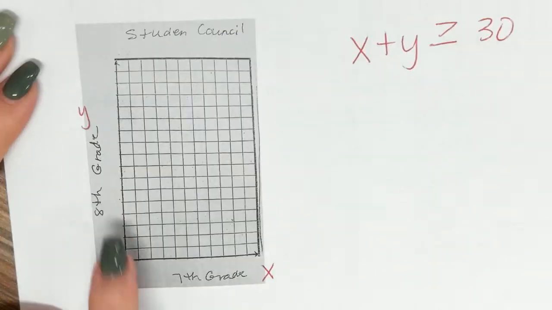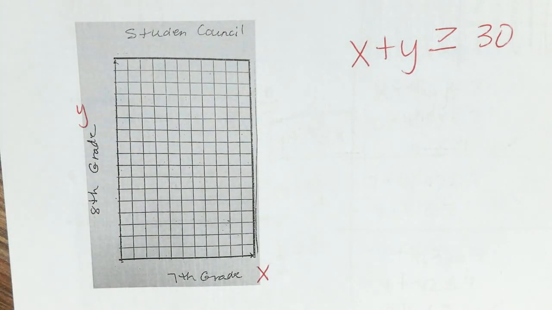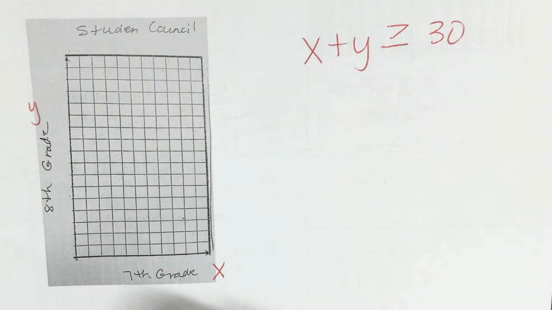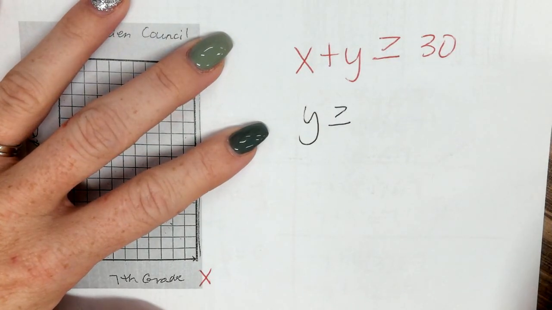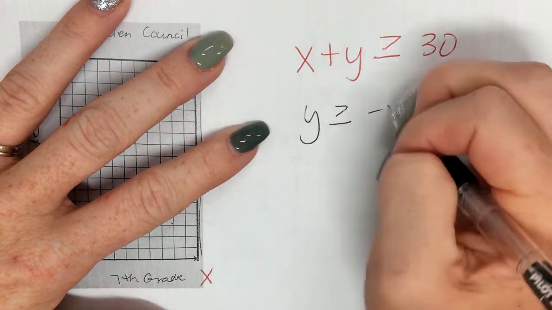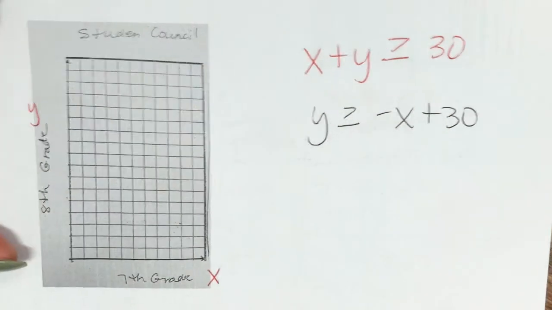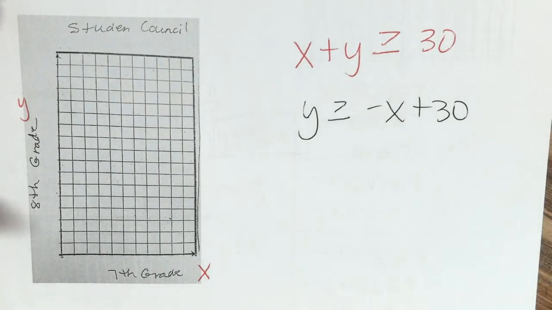So do y'all understand that when they have the x-axis and y-axis, and the y-axis is not the total, it's always going to be in standard form. It won't be in mx plus b form. Okay? Can I rearrange this to mx plus b form so that I can graph? Yes. Y is greater than or equal to negative x plus 30. All right, so what's my y-intercept? 30.